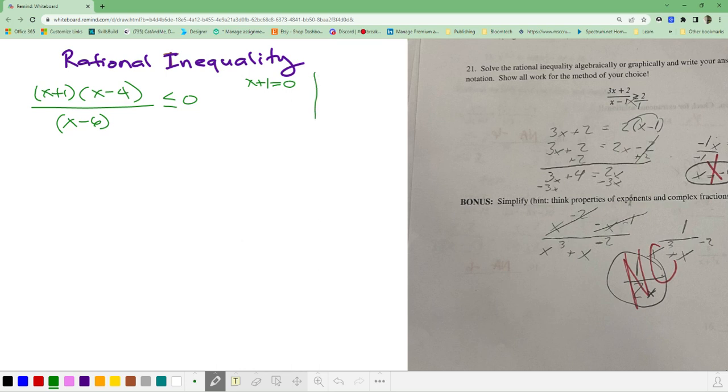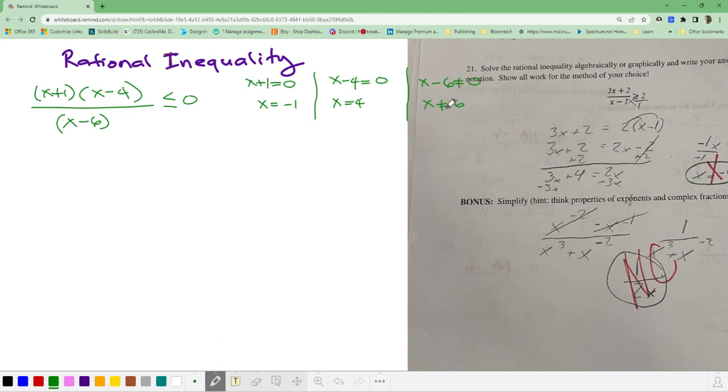The second factor of the numerator is x minus 4, which can also be equal to 0. Then we find the zero of the denominator, x minus 6. This is different because it is a denominator and cannot be equal to 0. If x equals 6, then 6 minus 6 equals 0, and any number divided by 0 is undefined. So any factors in the denominator cannot equal 0. Solving for each one: x equals negative 1, x equals 4, and x cannot be equal to positive 6.